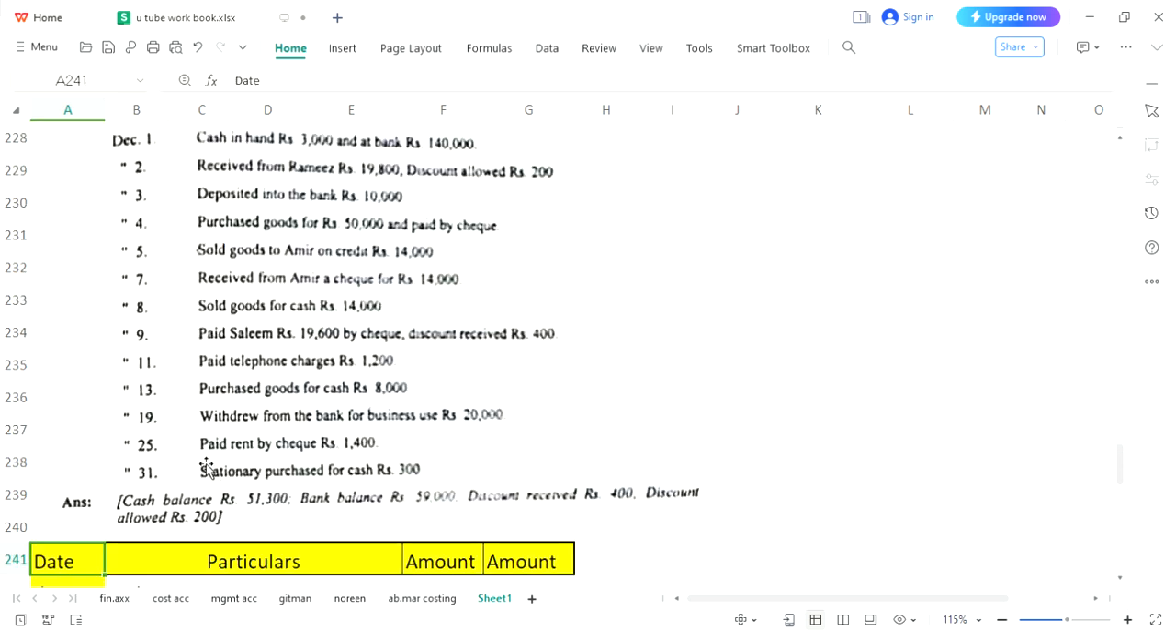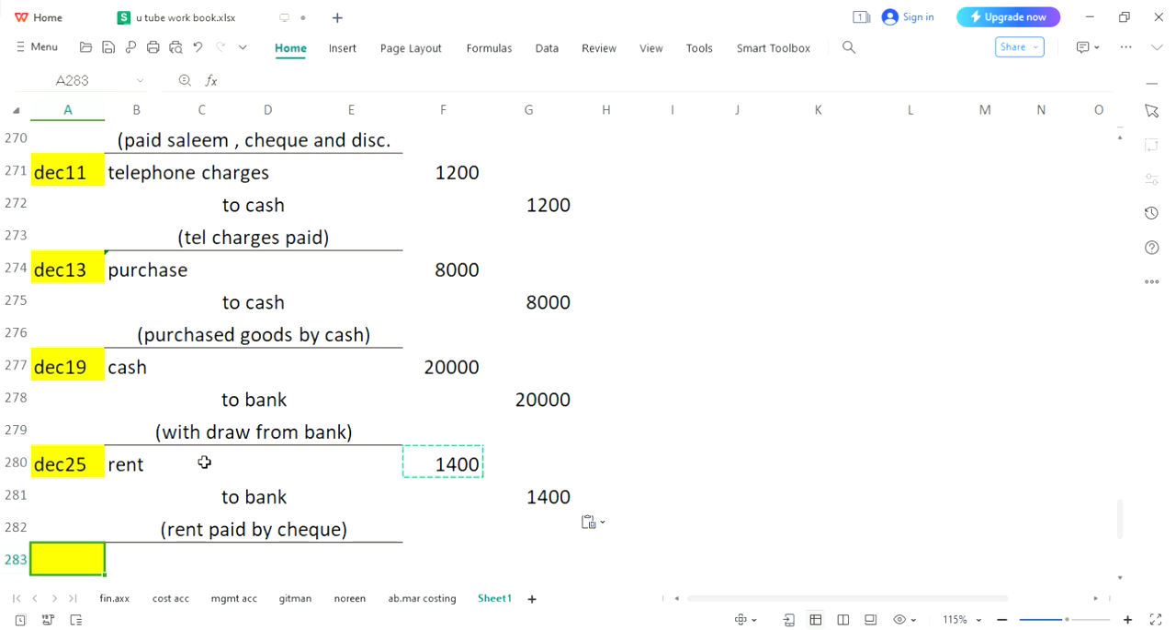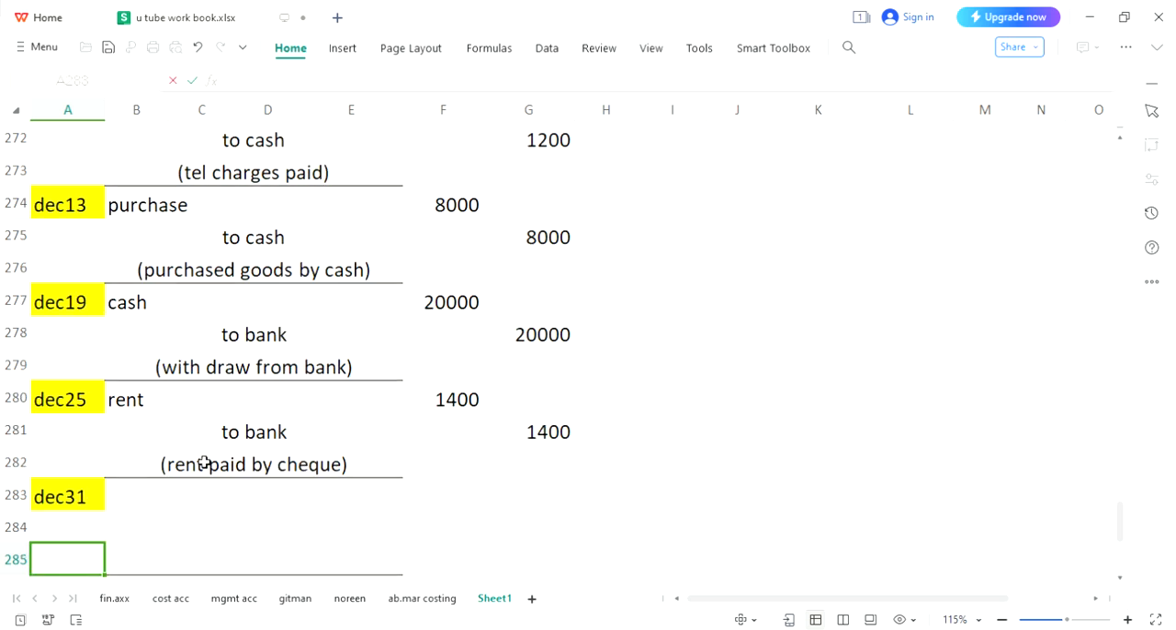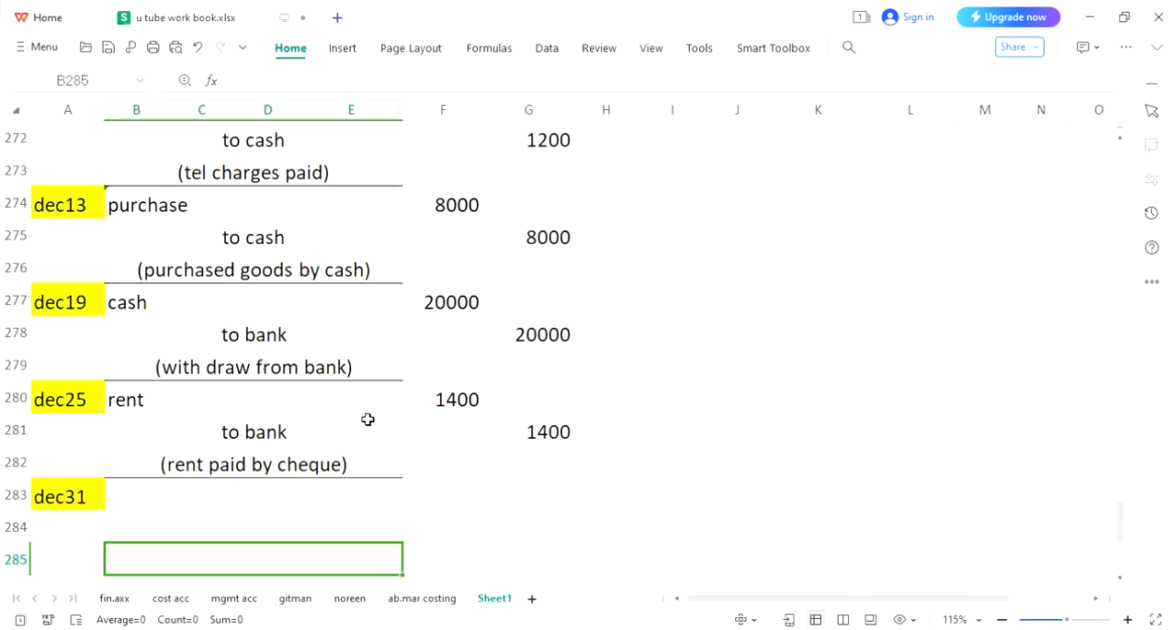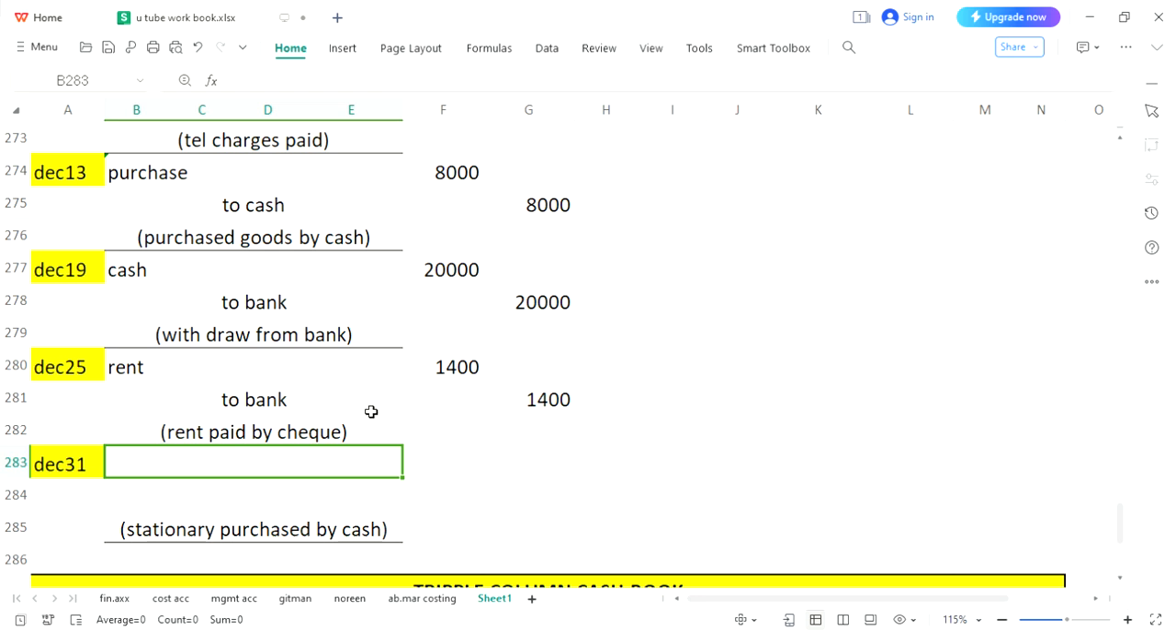After December 25, the last entry is December 31. Let's put the date. And December 31 is saying stationery purchased by cash. Let's mention stationery purchased by cash. Stationery would be an expense because it is of daily use. You will be using this stationery again and again, so it would be an expense. Expenses should be mentioned on the debit side. So you will mention stationery on the debit side.